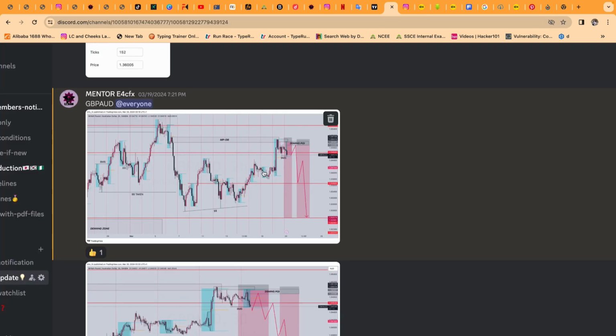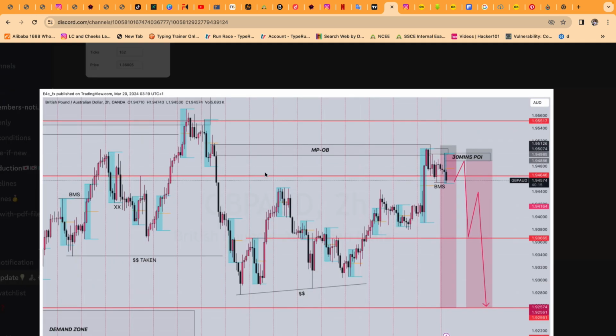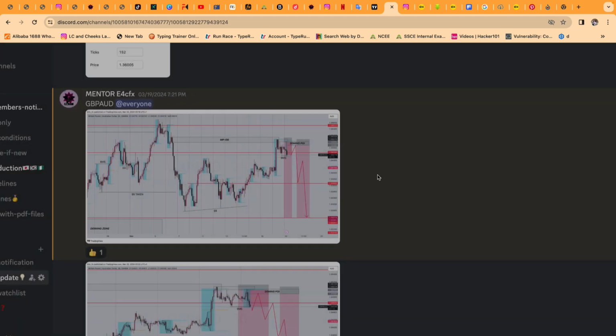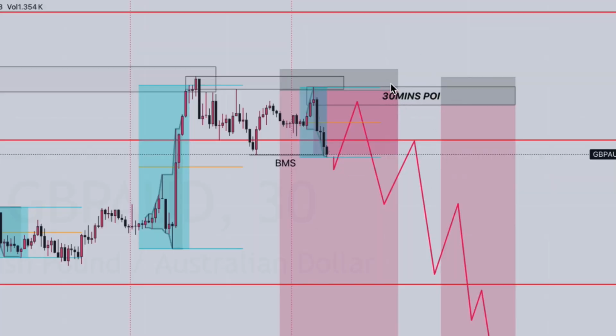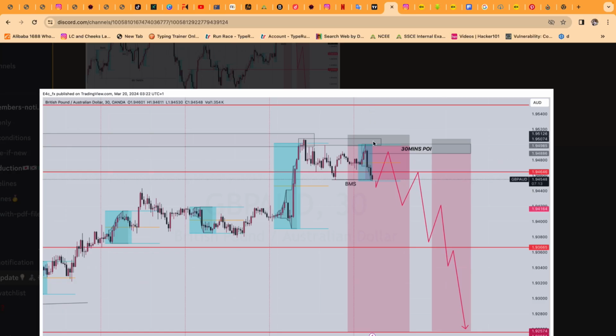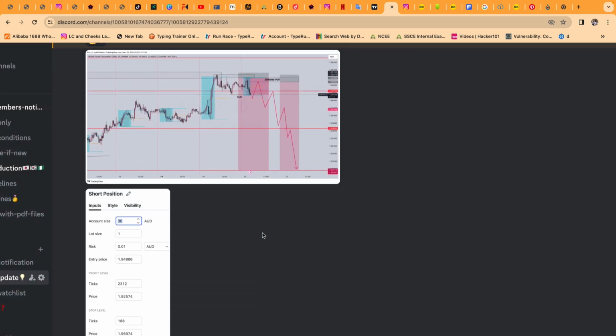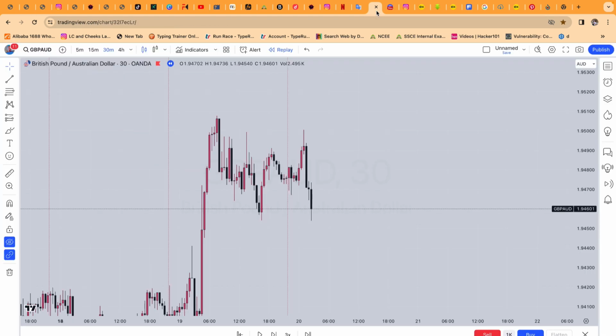All right guys, this is the group. I formally informed them there was a break of structure here. The 30 minutes POI let us sell this. So guys, you see how I marked this entry, 30 minutes POI, right? You see that candle formation I marked. I know what I was doing. So guys, I sent the entry, and now let's get back to our chart.